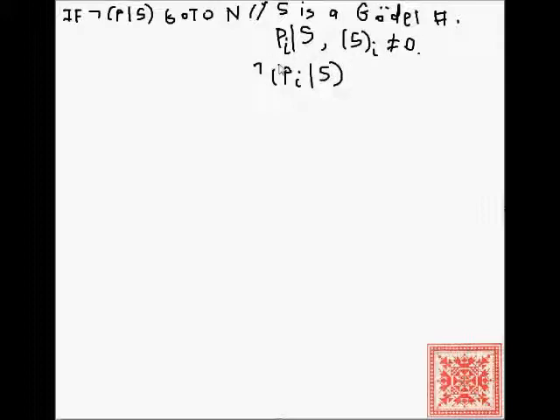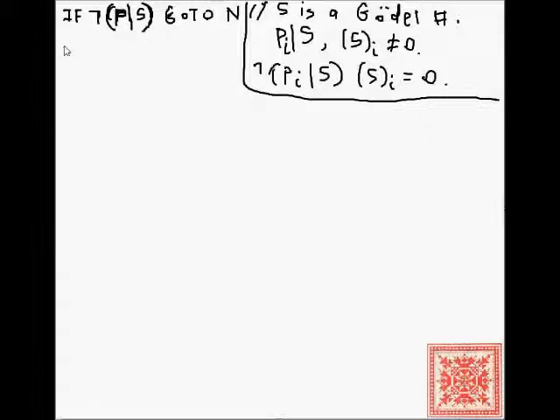So if some p to the i does not divide s, that means that the ith element of the prime encoding is 0. And if it does divide s, then the value of the ith variable is not 0. So if l of u is equal to 2, that means that we have to do minus. So we will dispatch to M, minus.